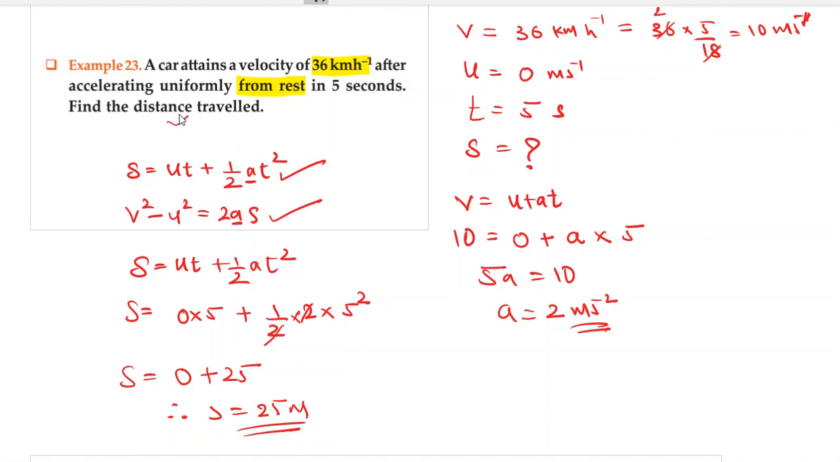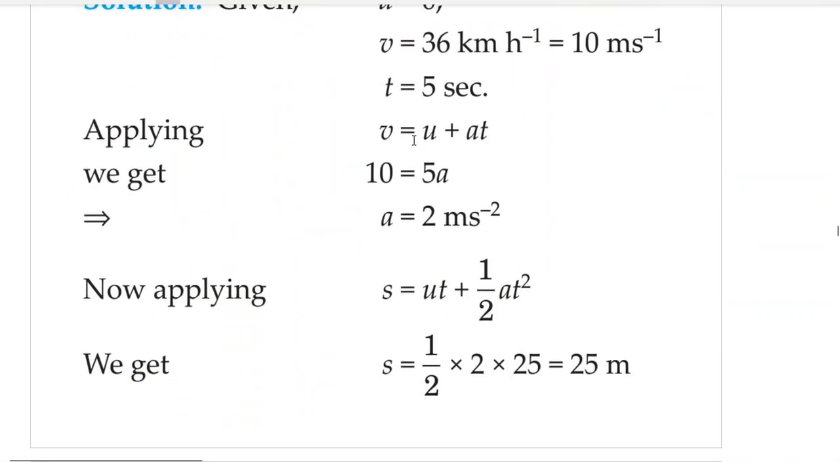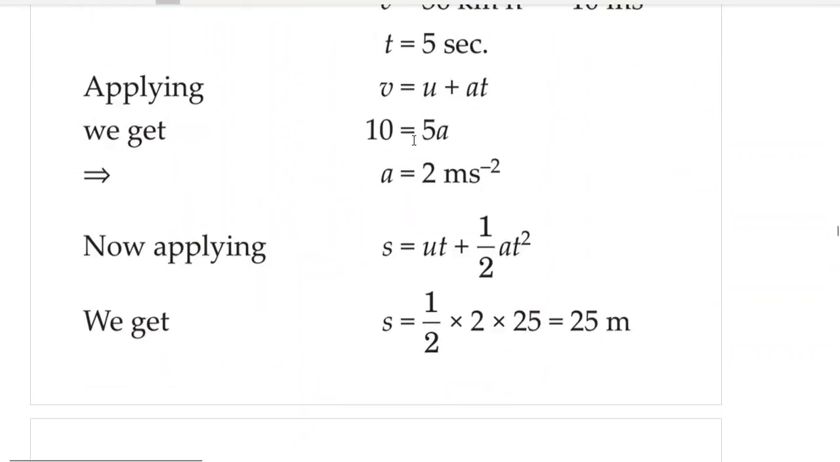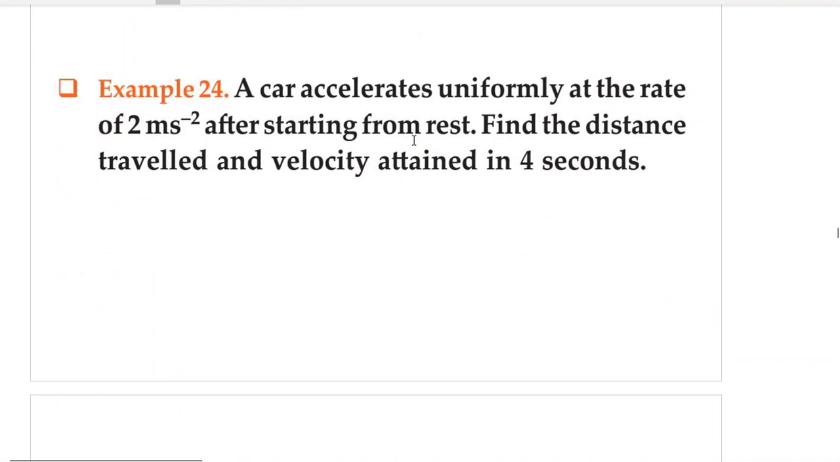Let's check the answer. I hope you understood the method. First they have found the acceleration and then the displacement. Right? Let's go ahead. A car accelerates uniformly at the rate of 2 meter per second square after starting from rest. So initial velocity here is 0 meter per second. Acceleration is 2 meter per second square. Find the distance traveled and the velocity attained in 4 seconds.